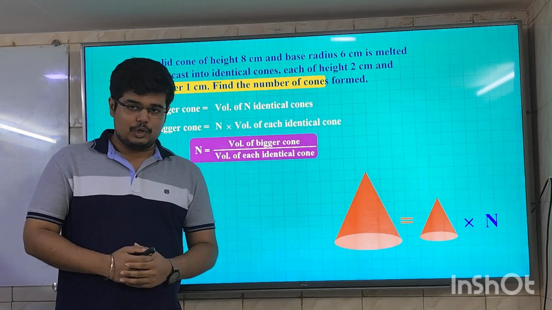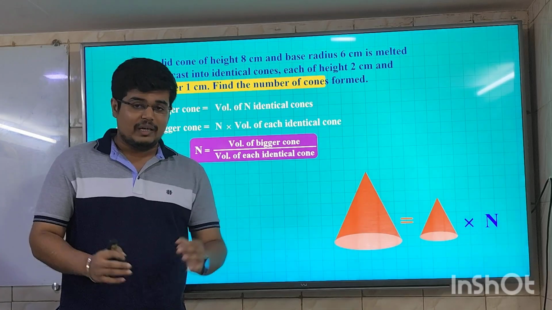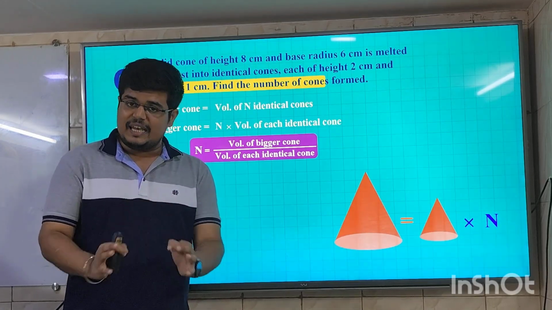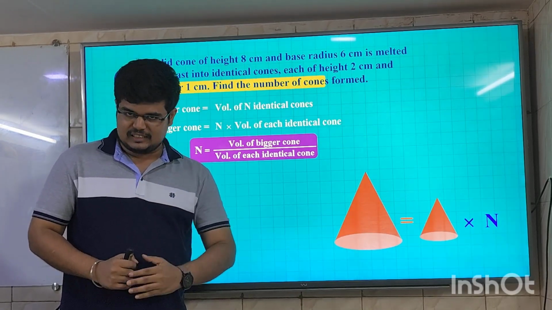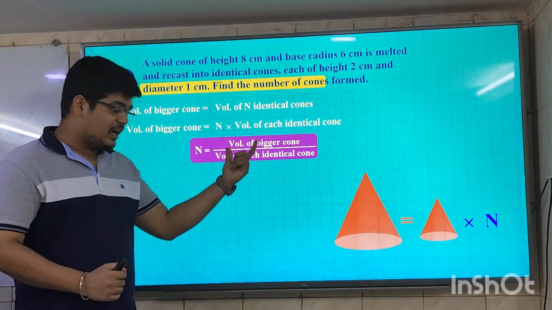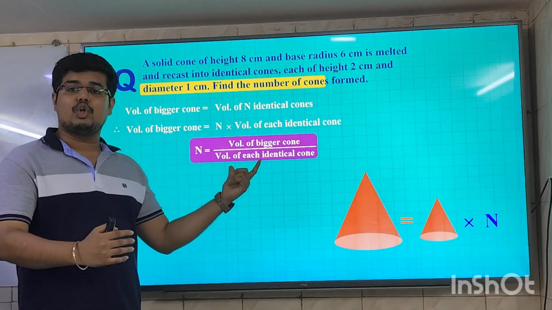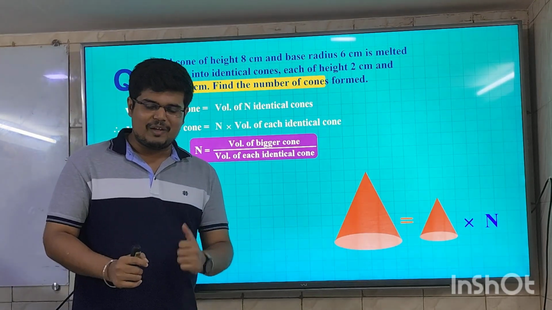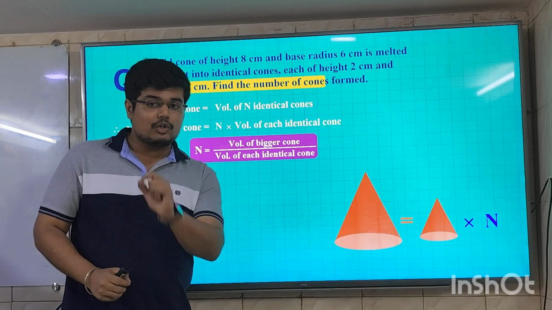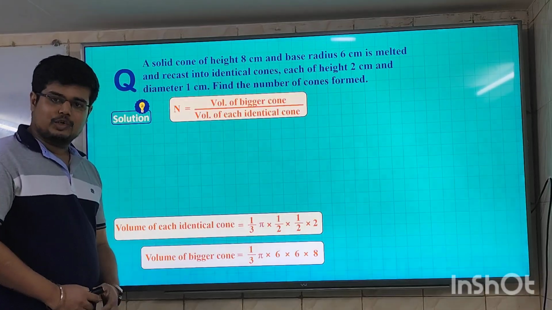Now, students, from the calculation point of view, in melting and recasting questions, never ever solve both the parts separately. I repeat, we will not be finding the volume of the bigger cone separately, and we will not be finding the volume of the smaller cone separately, and I'll tell you why. When we go ahead with the calculation, you will realize a lot of stuff is going to get cut. So let's go ahead with the calculation.